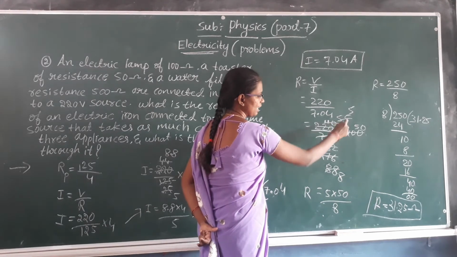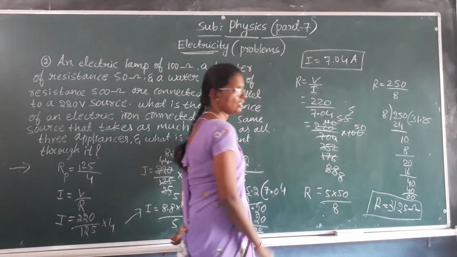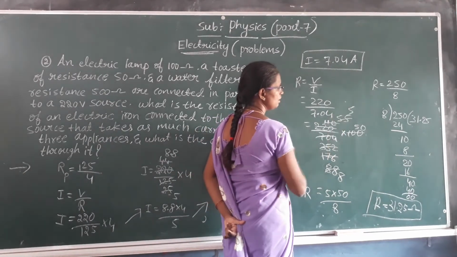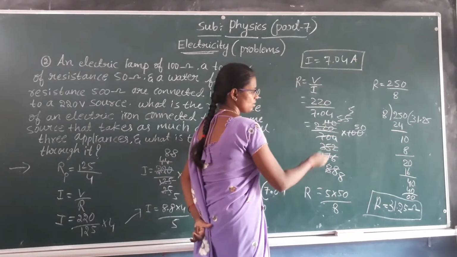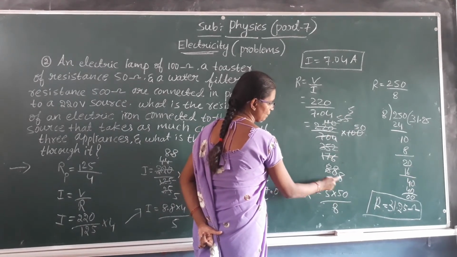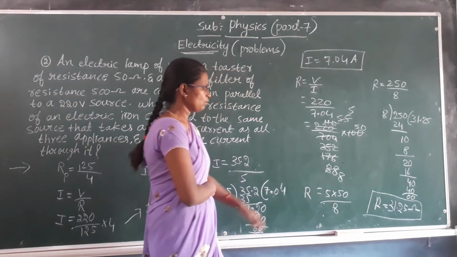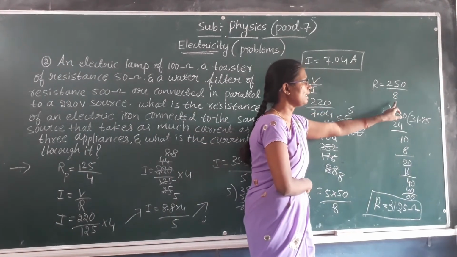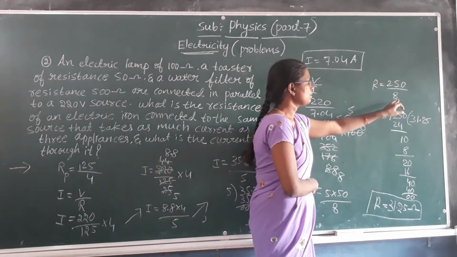So here 55 divided by 88 is there. In 11 ones it is going. So 11 8s are 88, 11 5s are 55. So what is the remaining? You have to write 5 into 50 divided by 8. When you multiply 5 into 50, you get 250, divided by 8. So 250 you have to divide by 8.